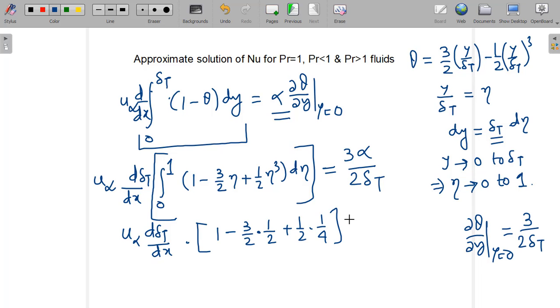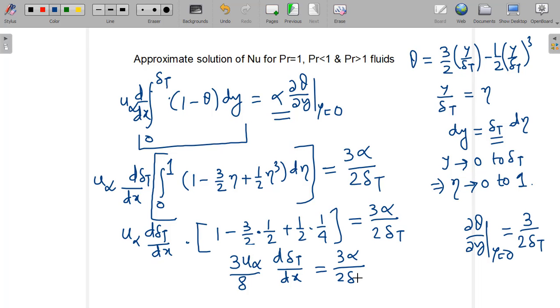Okay, so that is equal to 3 alpha by 2 delta t. Now if you do this calculation, its LCM will be 8. So 8 minus 6 plus 1, so it is 3 by 8 basically. Okay, so if we just write the result, it is 3 u infinity divided by 8 d delta t by dx is equal to 3 alpha by 2 delta t.